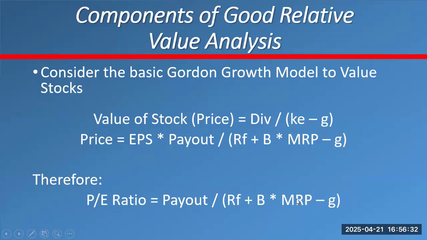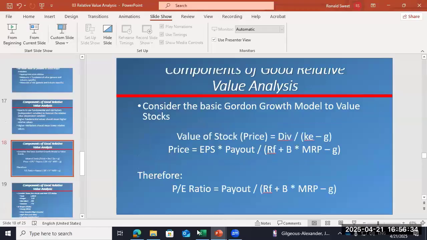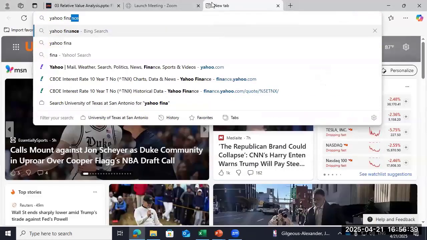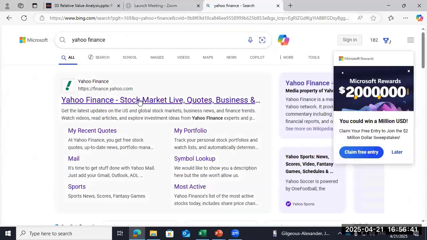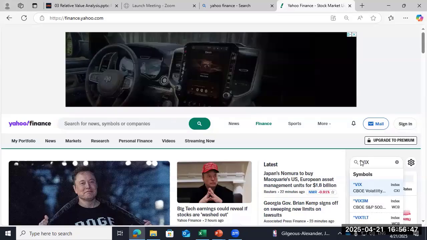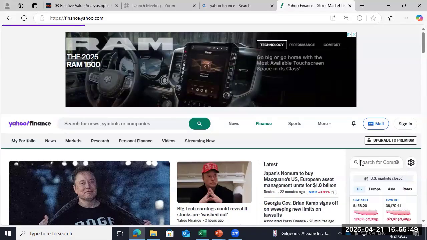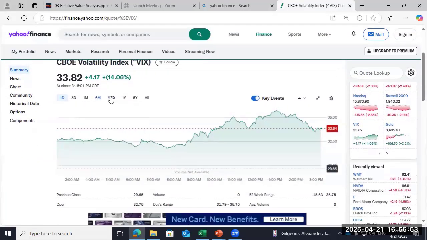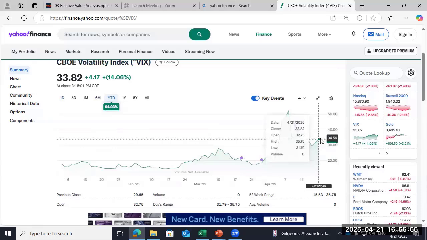Market risk premiums. How can you measure the market risk premium? Y'all know the factor for that? What's a good proxy for a market risk premium? Any guesses? Yeah, have y'all heard of VIX? We talked about VIX. So that's the volatility index. When the VIX is high, market risk premium is probably high.